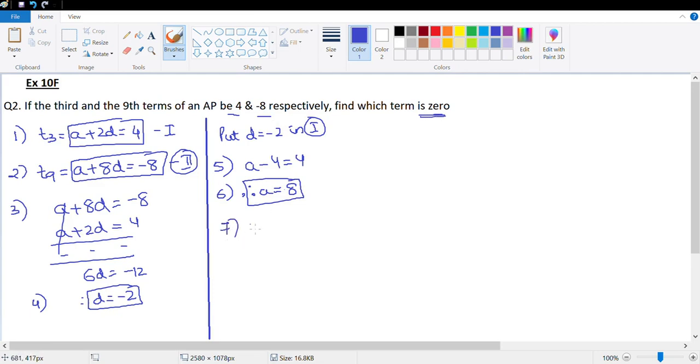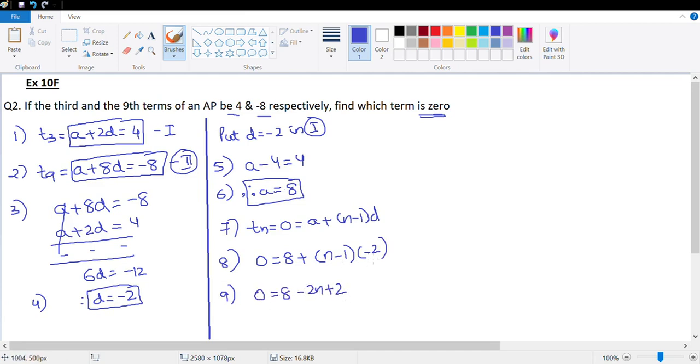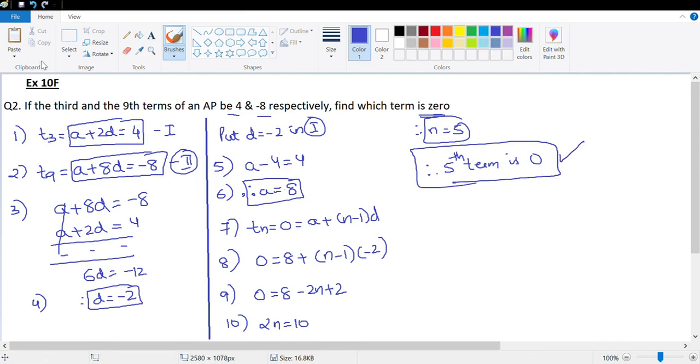So let the nth term be equal to 0. This is given by A plus n minus 1 times D. Let's substitute values. 0 is equal to A, in this case 8, plus n we don't know, and D is negative 2. That's what we calculated. So we have 0 is equal to 8 minus 2n plus 2. Right, that's correct. 0 is equal to 8 minus 2n plus 2. This gives us 2n is equal to 10. Therefore, n is equal to 5. Therefore, the fifth term is 0. That's our final answer. Good, let's look at the next question.